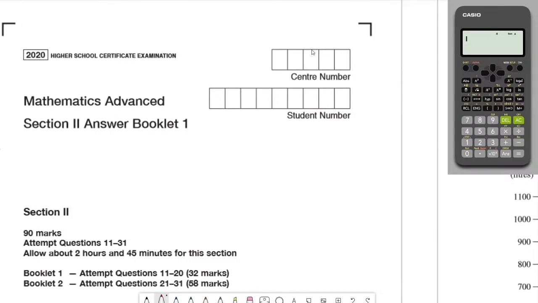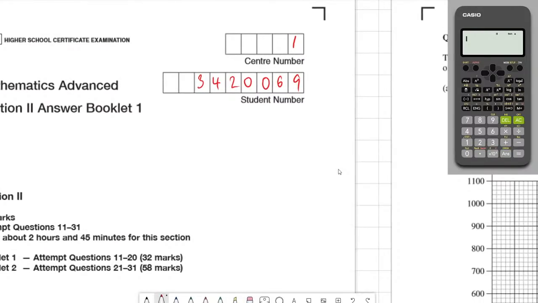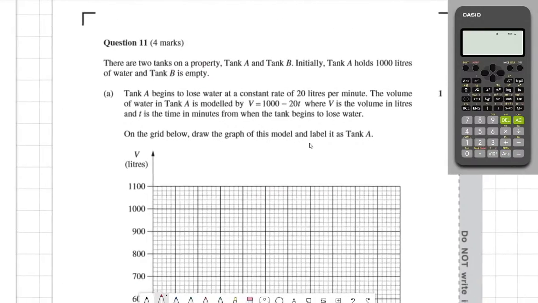Center number. The best number. 1. Student number. 3, 4, 2, 0, 0, 6, 9. That's my number right there. Classic number. I don't even know what that is. I just made it up.